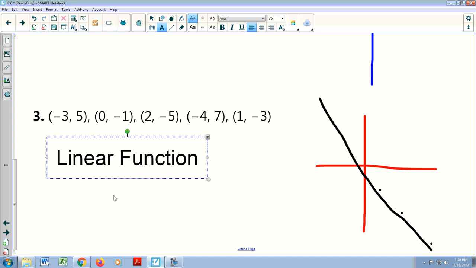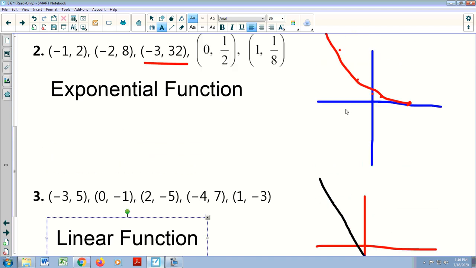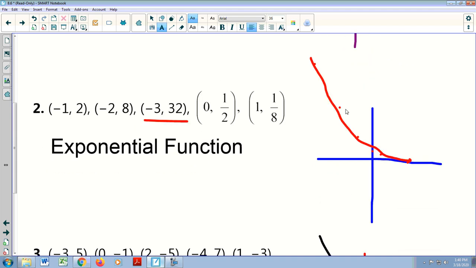Okay, when you do these little graphs here on the side, you have to be semi clean with them. You don't need to be perfect. Don't need to have graph paper. You just got to be semi clean.